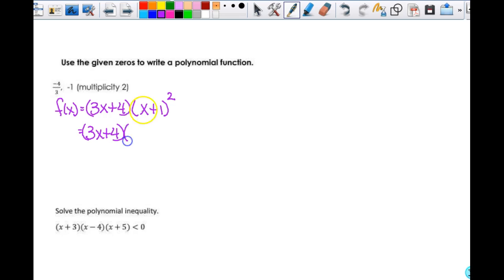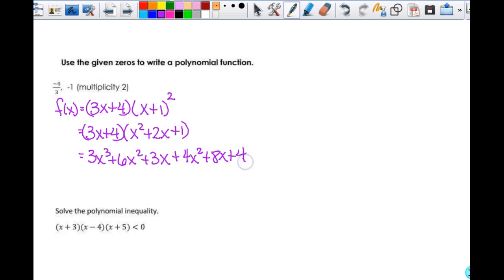But what happens is you square the first one, x squared. You multiply these two together, which just gives you x, and double it. And then you square the last one, which is 1. Then you got to multiply all this out. So I'm going to take this 3x and distribute it over here. So I get 3x cubed plus 6x squared plus 3x. Then I take that 4 and distribute it. So plus 4x squared plus 8x plus 4.